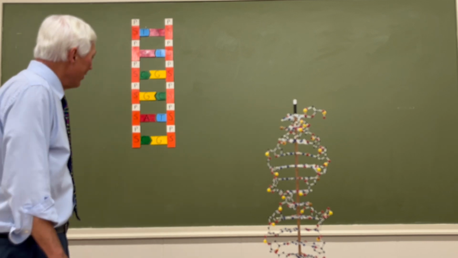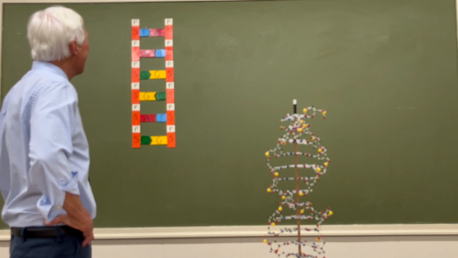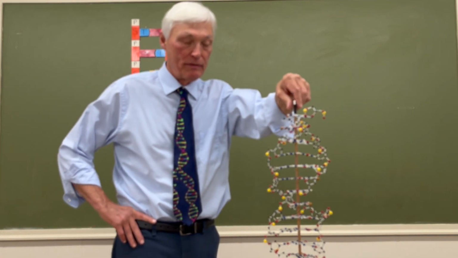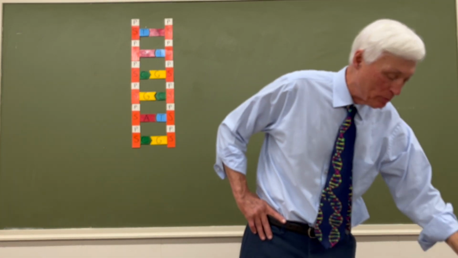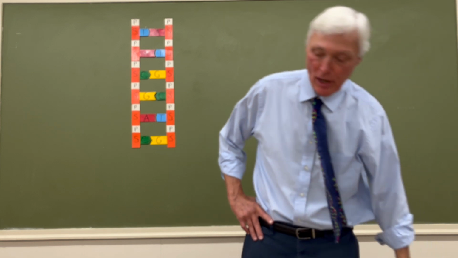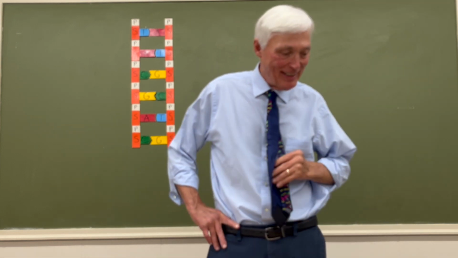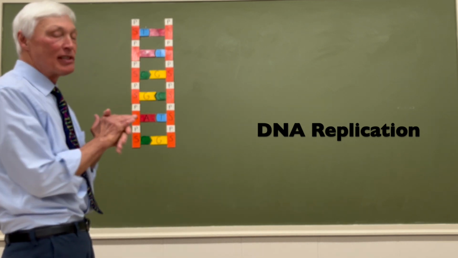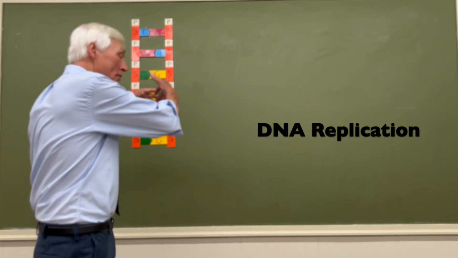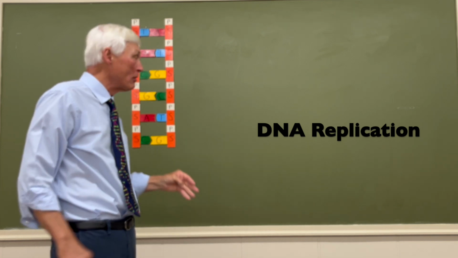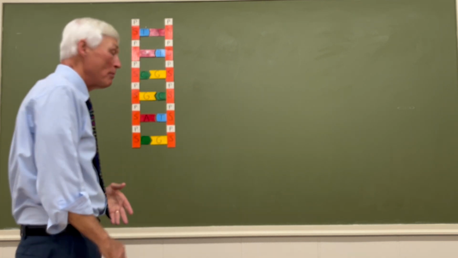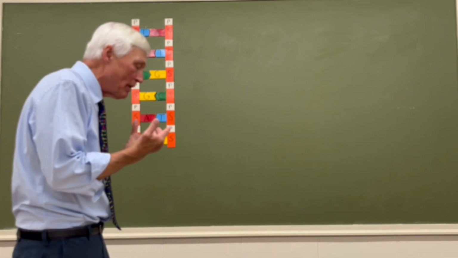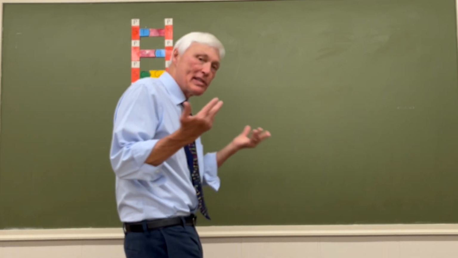Now, the neat thing about DNA is it's able to make copies of itself. DNA is able to replicate itself. And that process, of course, as you might imagine, is called DNA replication. And I want us to look at how that works. It's a simple model here. It's a little more complex than I'm going to show you, but I think you'll get the basic idea of how DNA is able to make copies of itself. Now, why is it important?